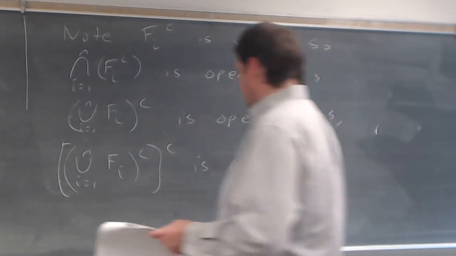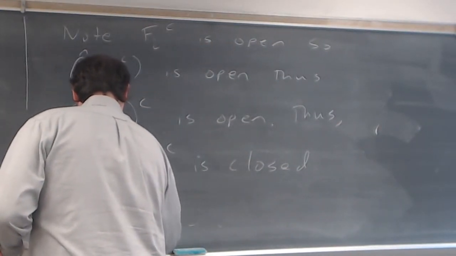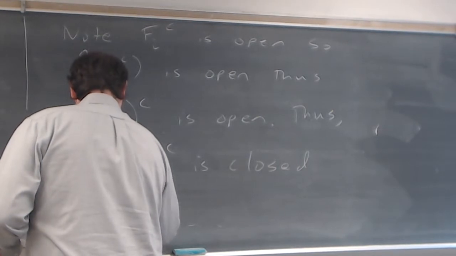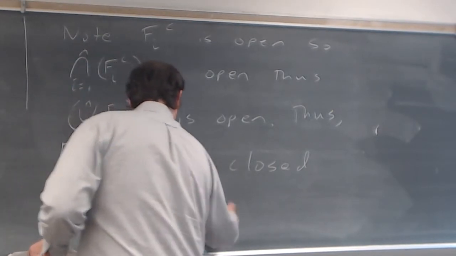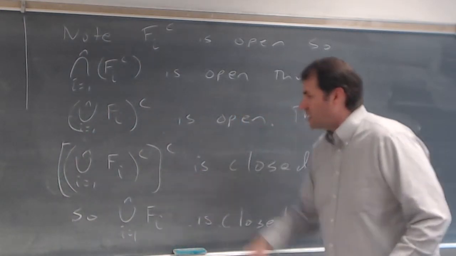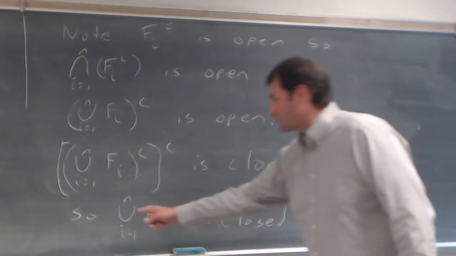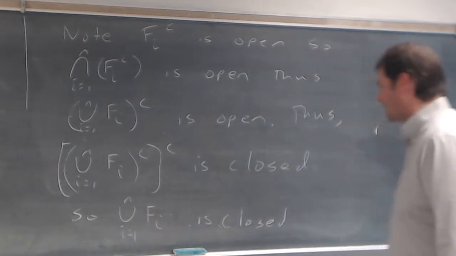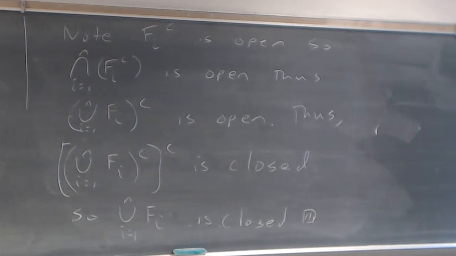And that gives us that the union of the f sub i's, i running from 1 to n, is closed. This is because if you take the complement of the union of the f sub i's and then take its complement again, that's equal to the union of the f sub i's. So that proves that part.